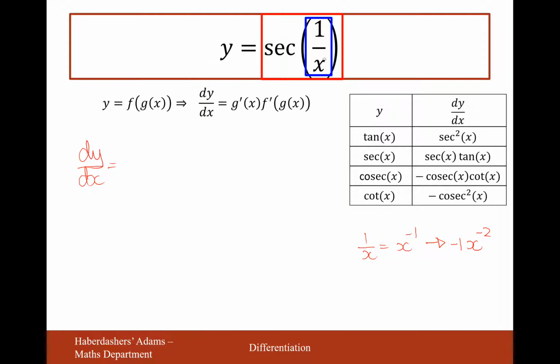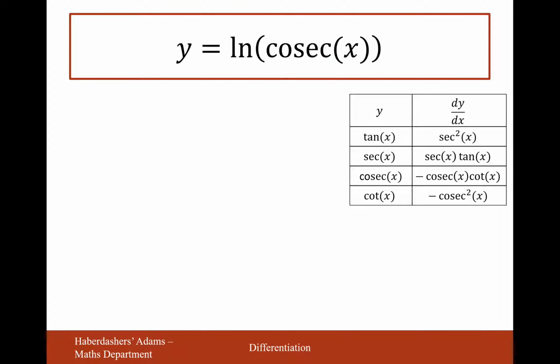First we do the inside function, that's what we've just done down here, minus x to the power of minus 2. And then the outside function, sec, is sec tan, so it's going to be sec 1 over x, tan 1 over x. And that's the final answer to this question. Moving on to the next one, ln cosec.